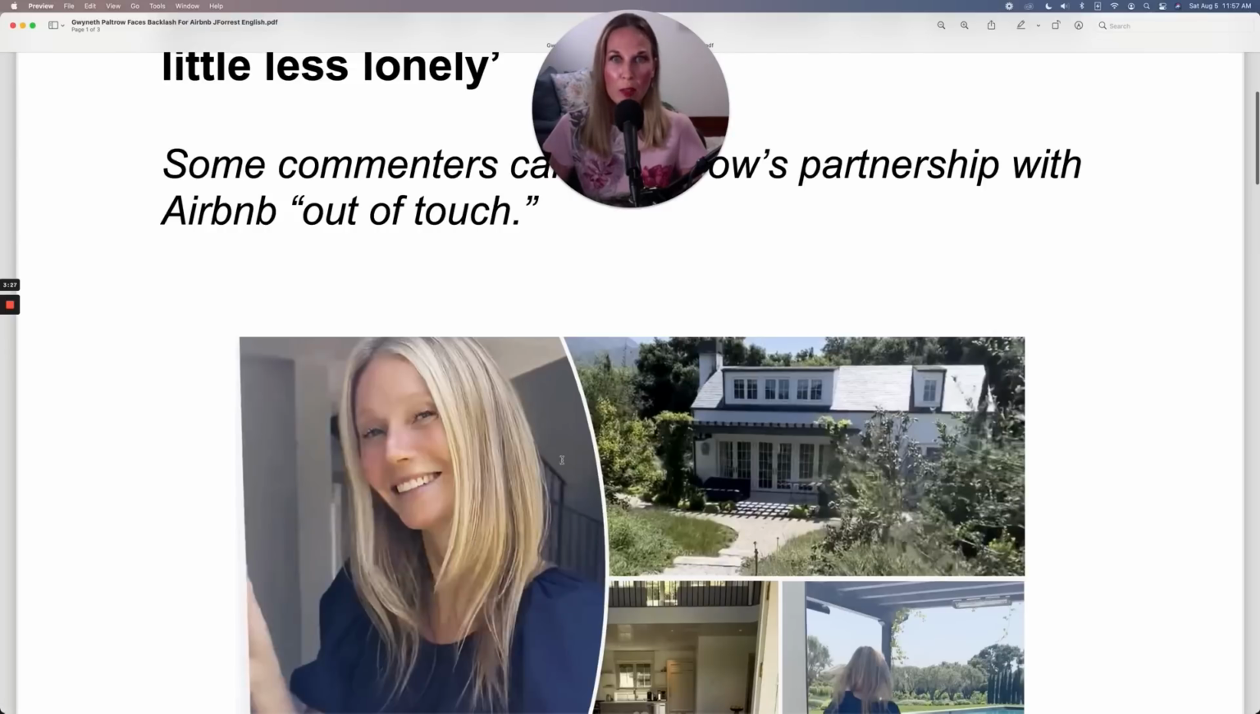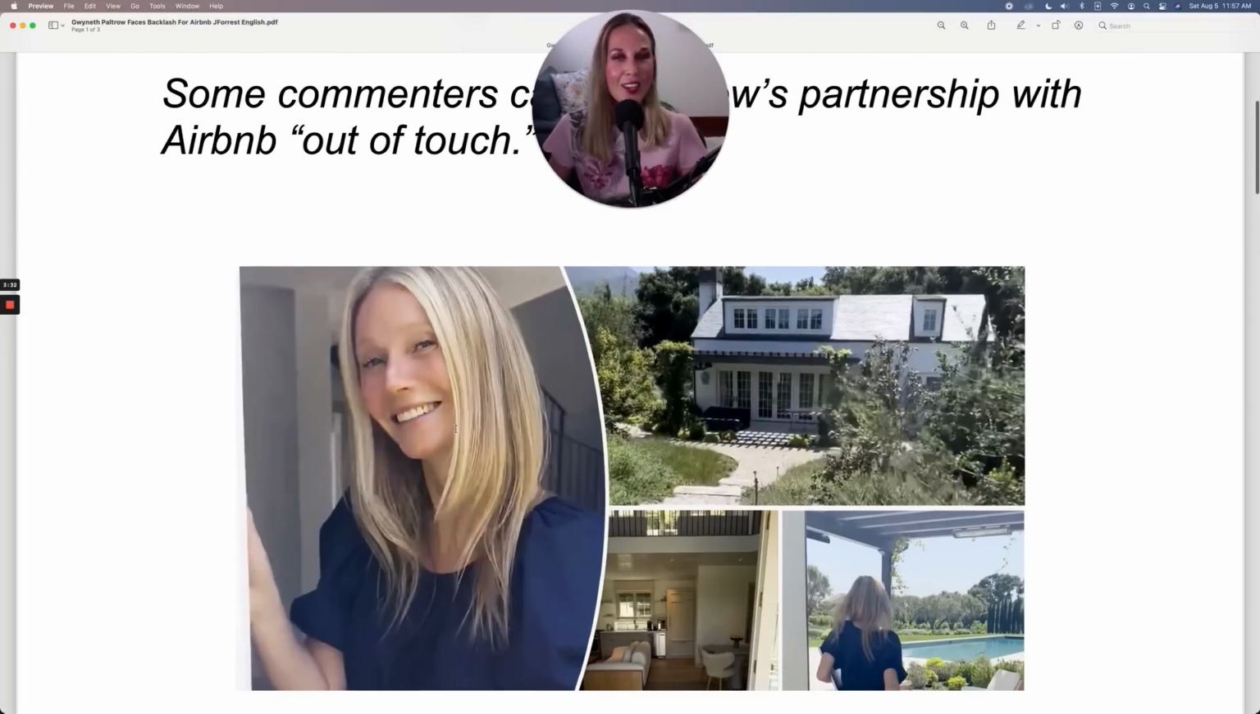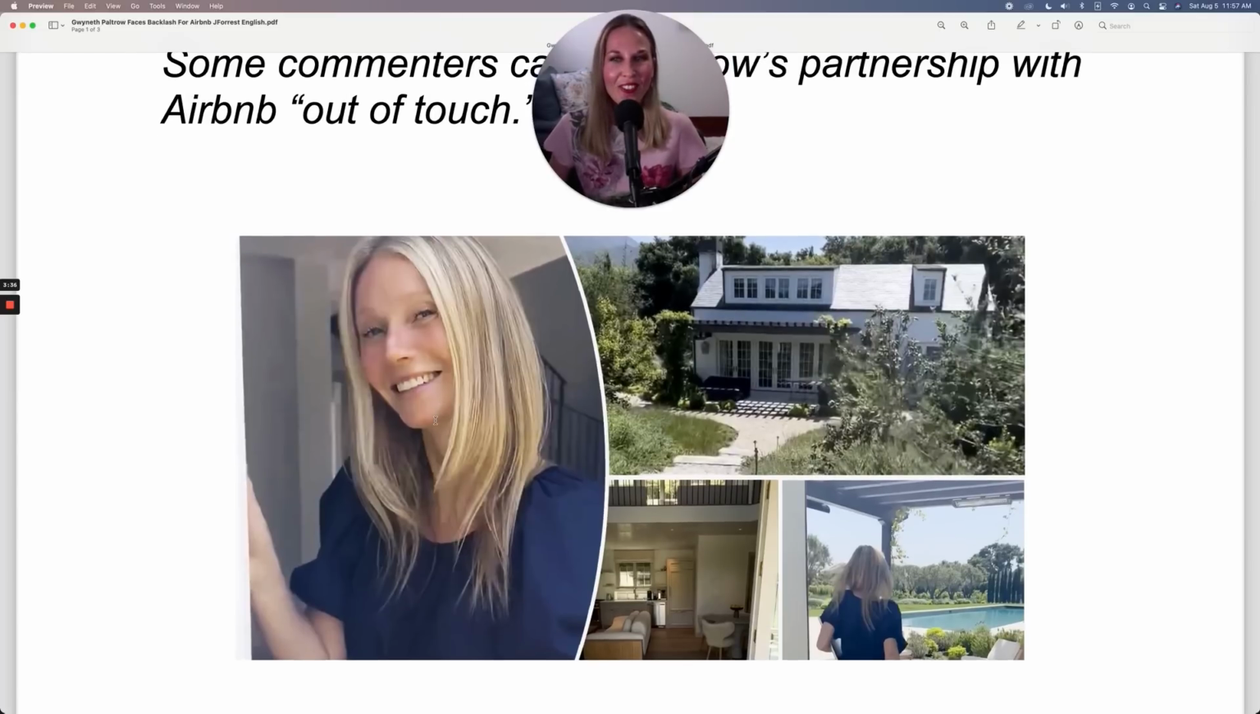So here's Gwyneth Paltrow. She's a famous actor, but I cannot think of one movie she is in. So what about you? Do you know any movies Gwyneth Paltrow's in? If so, share in the comments below.